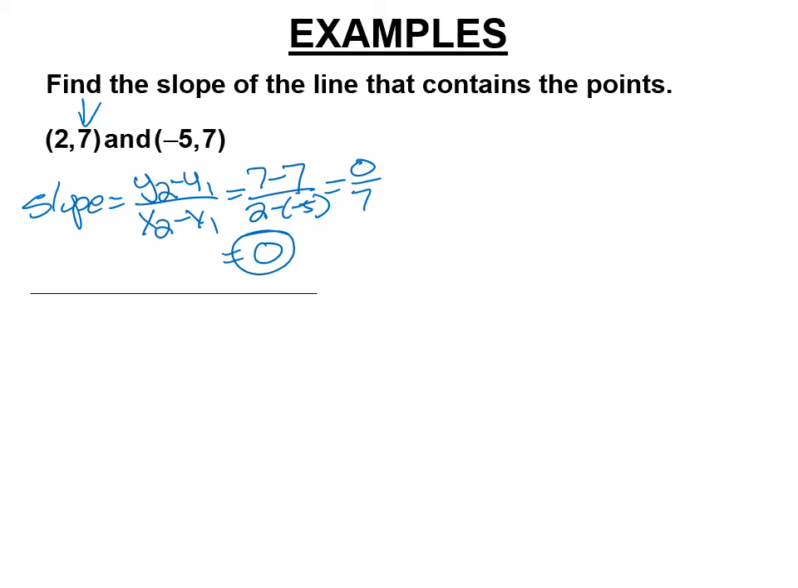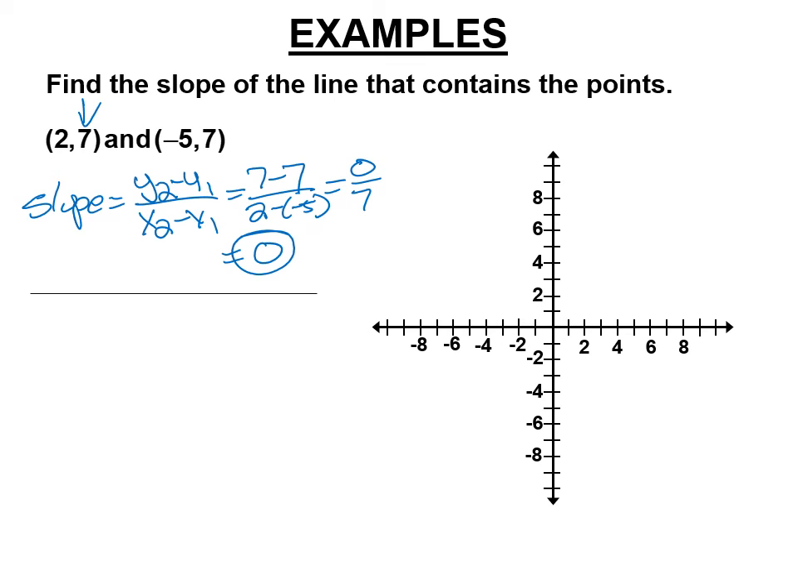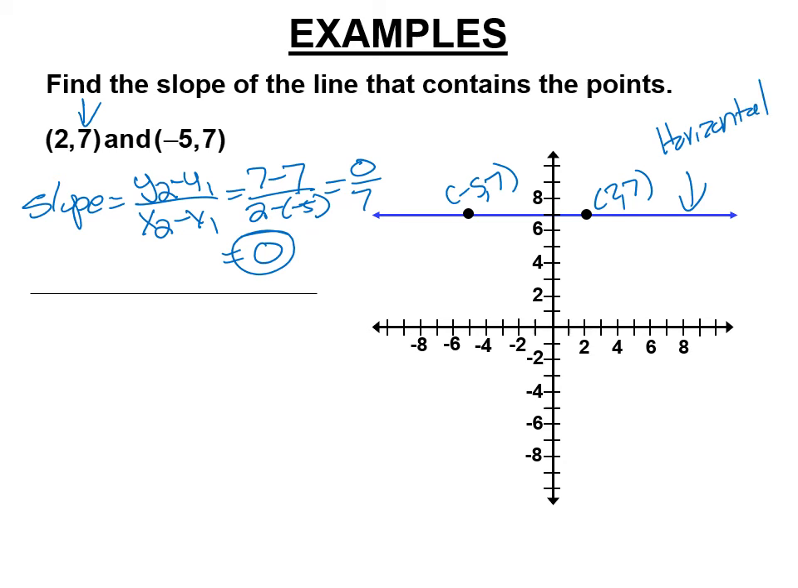So I'm about to show you the graph. What does this line look like? Well, let's see. There it is, right? There's our points, 2, 7, and -5, 7. What kind of line is that? It's a horizontal line. If it has a slope of 0, it must be a horizontal line. You have to know that. You can really not get an A or B on the test if you don't know the difference between a horizontal and vertical line. A horizontal line looks like that, has a slope of 0.